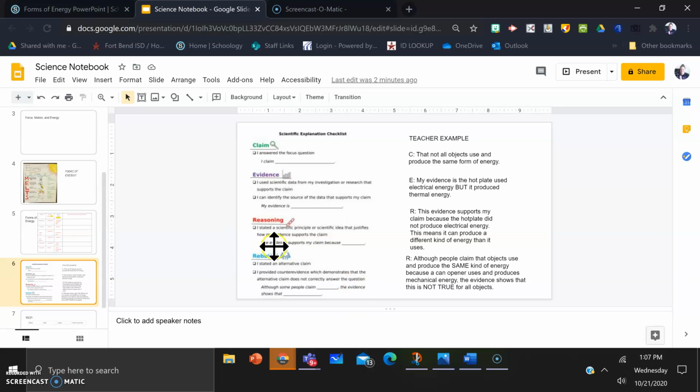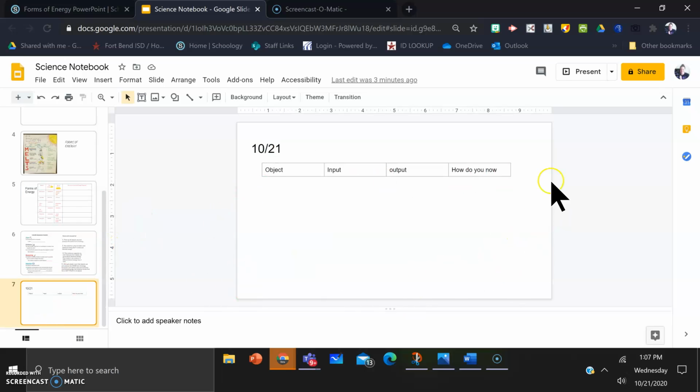And last, we have a rebuttal, where we state an alternate claim and then prove it wrong. Although some people claim that objects use and produce the same kind of energy because a can opener uses and produces mechanical energy, the evidence shows that this is not true for all objects. Therefore, not all objects use and produce the same form of energy.